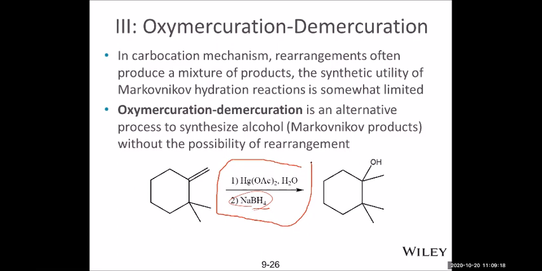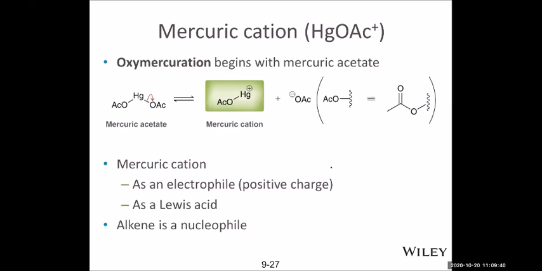The first step is the mercury acetate reacting. It forms a complex, a reaction intermediate. In the next step, the hydride from the boron removes the mercury in the reaction. So these are the steps.